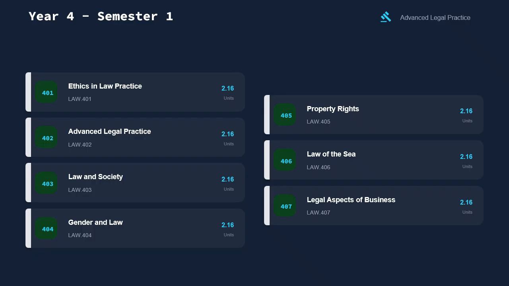Functions: law coordinates behavior, resolves disputes, distributes resources, and expresses societal values. Legitimacy: law is obeyed not merely due to coercion but because it is perceived as legitimate. Legitimacy derives from procedural fairness, substantive justice, and democratic accountability. Change: law evolves through formal processes, legislation and adjudication, and informal pressures, social movements and cultural shifts.